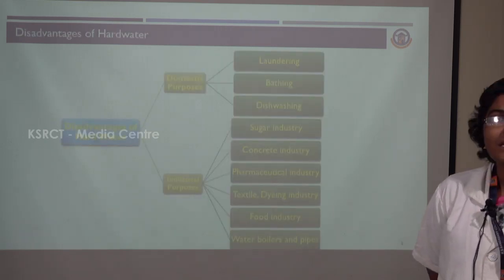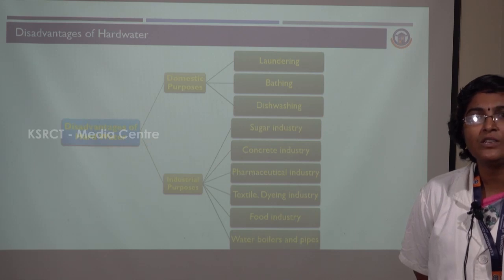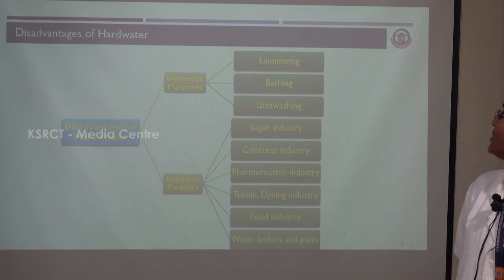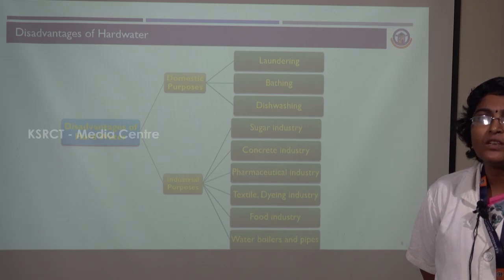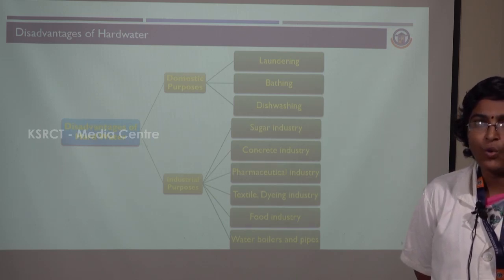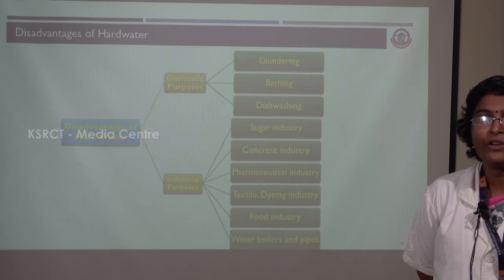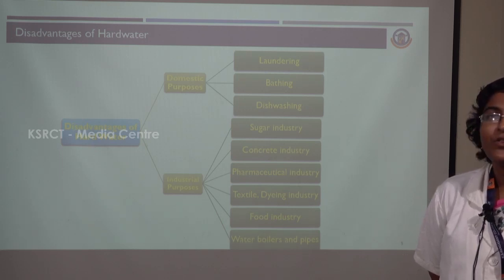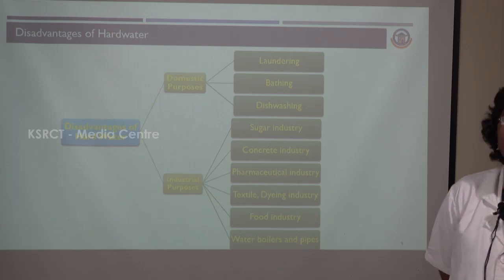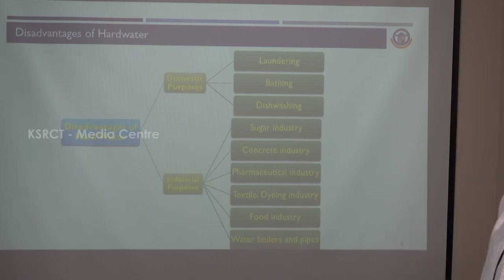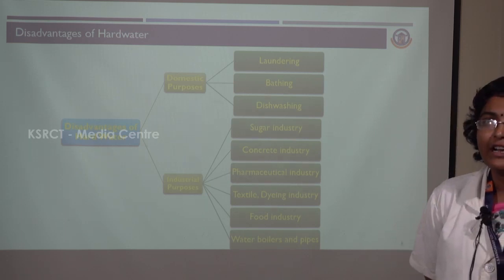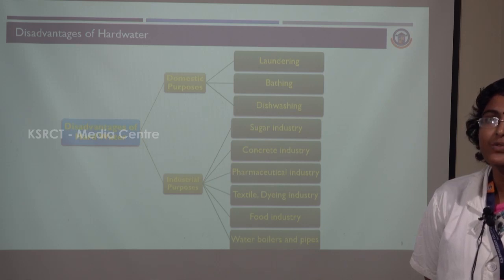Next, what are the disadvantages of hard water when we use it for domestic and industrial purposes? In domestic use, the categories are laundering, bathing and dishwashing. In laundering, while washing with hard water, we use a large amount of soap and the cloth material often gets discolored. For industrial purposes, in the sugar industry, when using hard water, crystal formation of sugar is reduced. And in the concrete industry, water containing calcium and magnesium salts reduces the binding of concrete with the cement material.